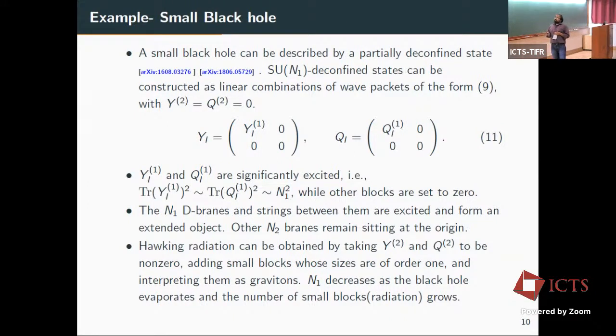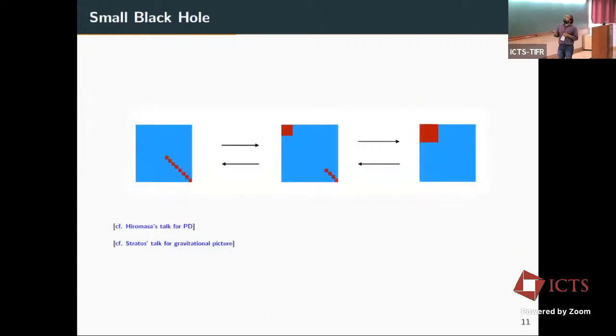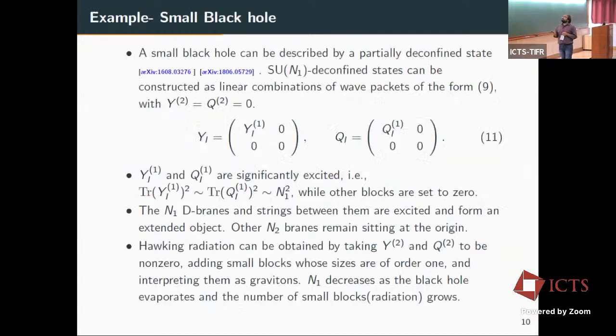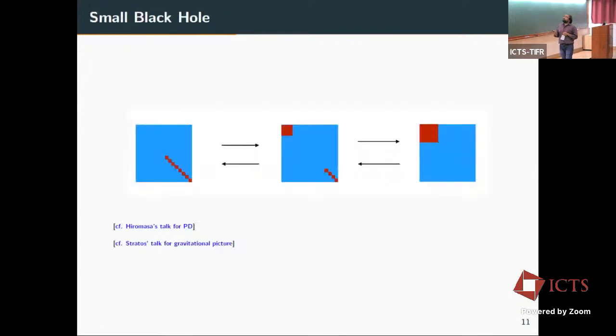To describe Hawking radiation, we can give small non-zero eigenvalues to these lower diagonal blocks, of the order of one. Schematically, this can be described by this diagram, where this sector, the larger block, corresponds to Y1 and Q1. And this is the deconfined sector, which corresponds to a small black hole. The Hawking radiation is these smaller 2 cross 2 blocks, as defined here. And the confined sector is the blue region here.